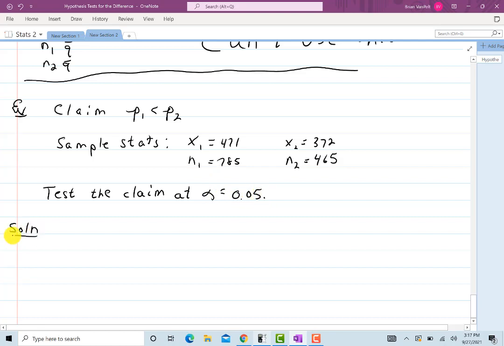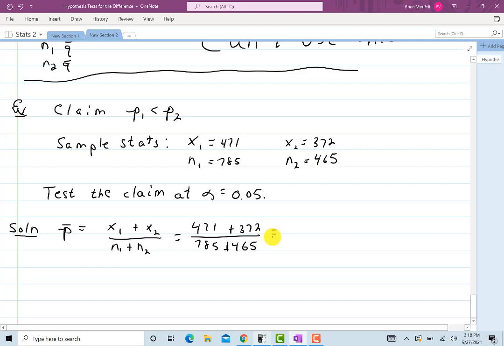So I'm not going to be fooled like the last time. We need to make sure that all of the statistics work out. So actually, before I even draw the H naught and the HA, although I could probably do that first, I don't want to. Let me do P bar first. P bar equals X1 plus X2 divided by N1 plus N2. And we have 471 plus 372 divided by 785 plus 465.